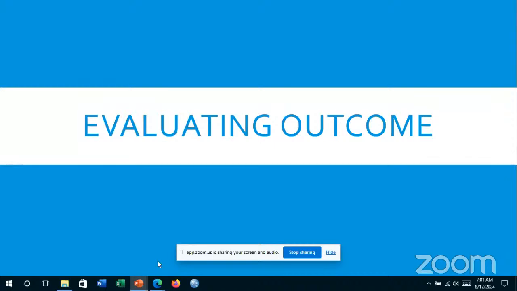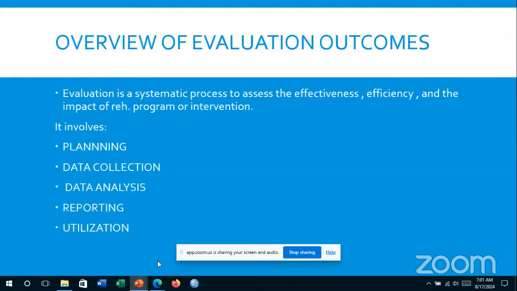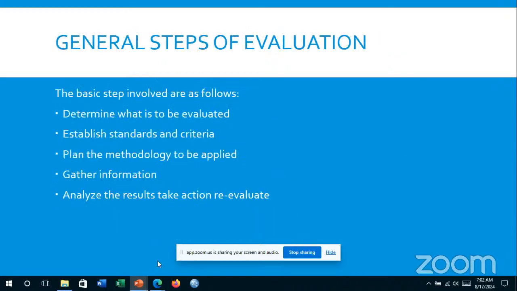We also evaluate outcome. We plan, we collect data, we analyze data, we report data, we utilize the data, and we evaluate outcome. Based on the evaluation, we come up with what is in many instances called diagnosis. When we make a diagnosis, we label the condition.